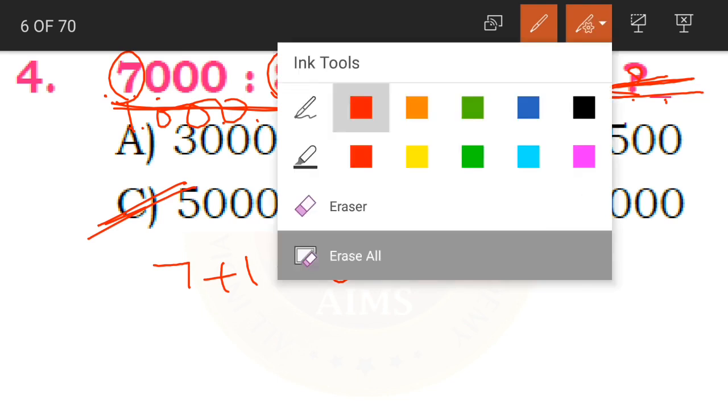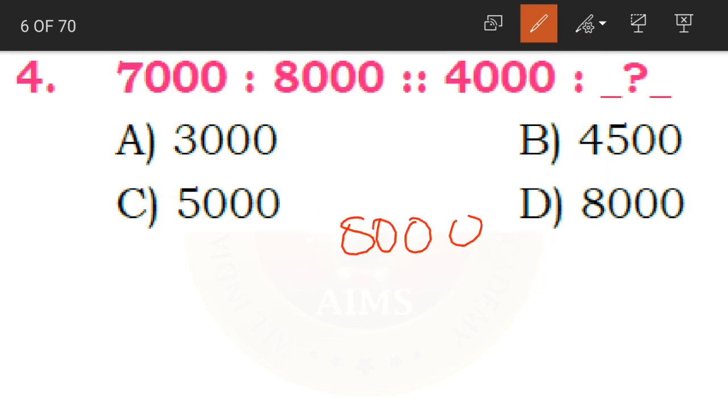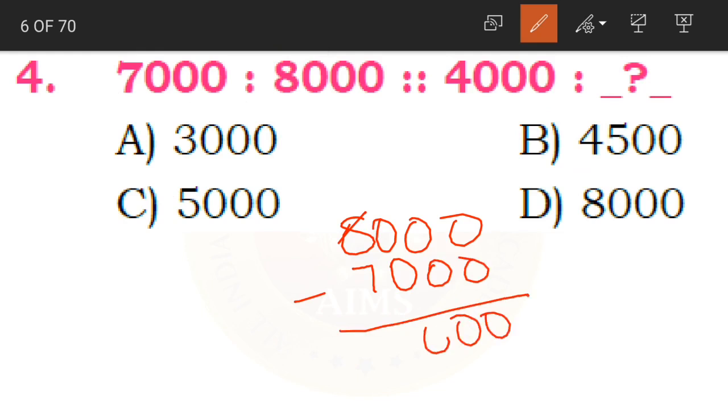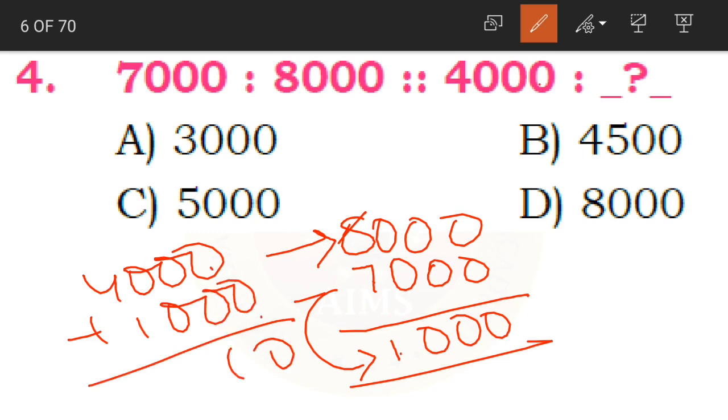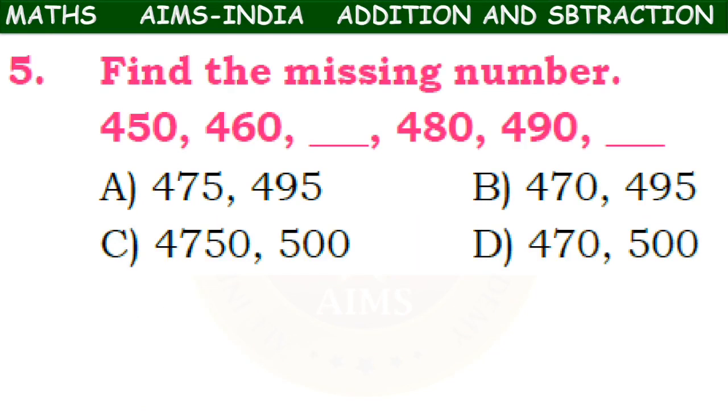Yes or no children? Or else you can do it like this. 8,000 minus 7,000 is equal to 1,000. So 7,000 plus 1,000 is equal to 8,000. In the same way, we need to add 1,000 to 4,000. 4 plus 1, 5. So 5,000 is our answer here. Coming to question number 5.